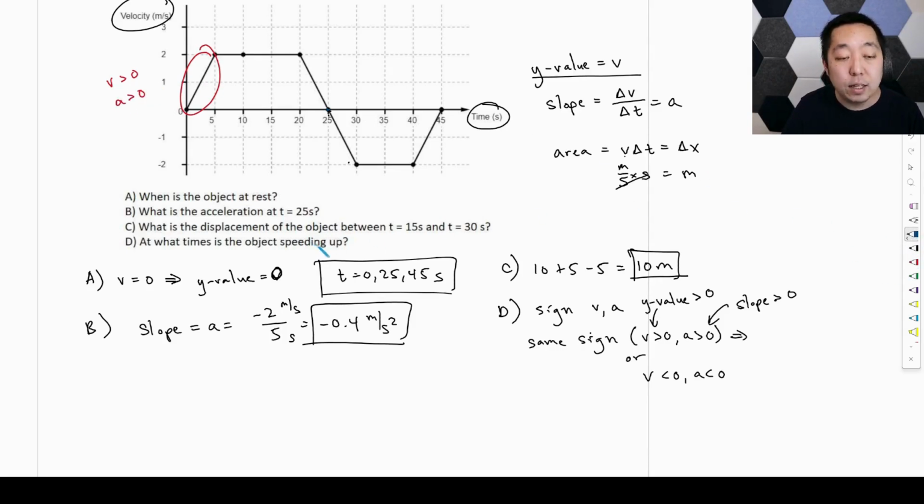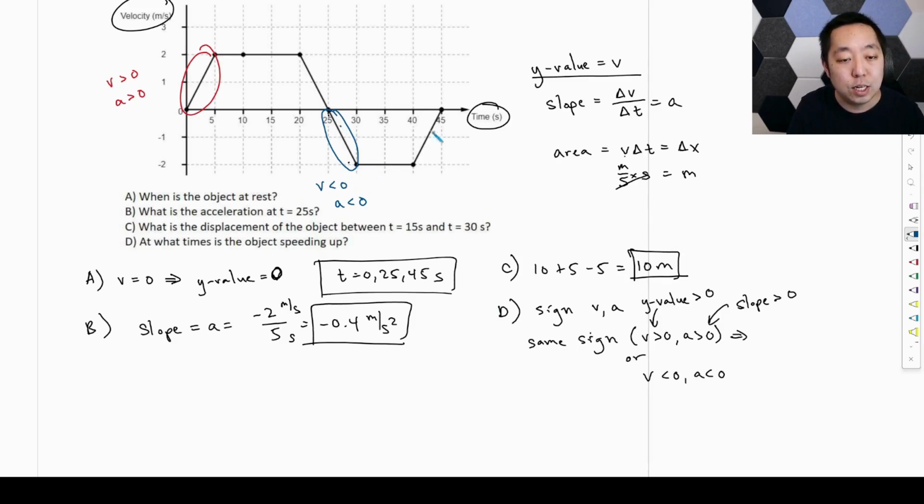All right, now let's take a look at the other case where the velocity is negative. That means the y value is negative, and the acceleration is negative, meaning the slope is negative. So that's in this region where the y value is negative. Where the slope's negative is right here. Here in this region, the velocity is less than 0 because the y values are below the x-axis. You see they're negative y values. And the acceleration is negative because it is a slope that is down and to the right. That is a negative slope.